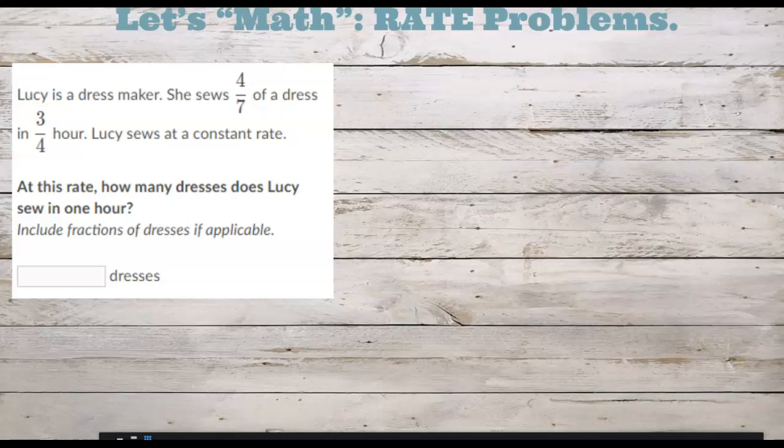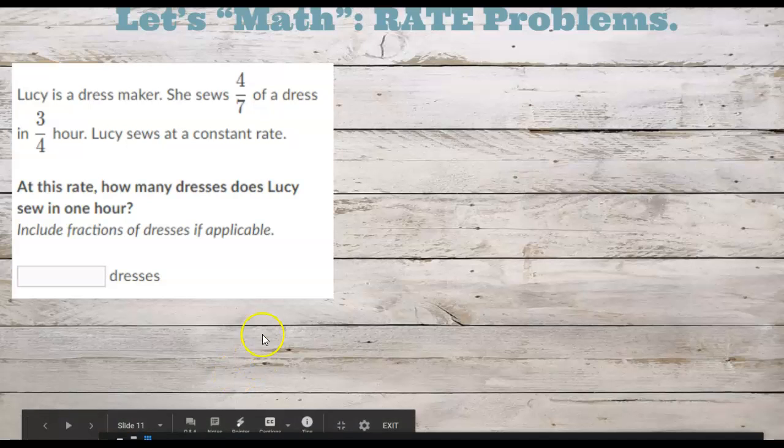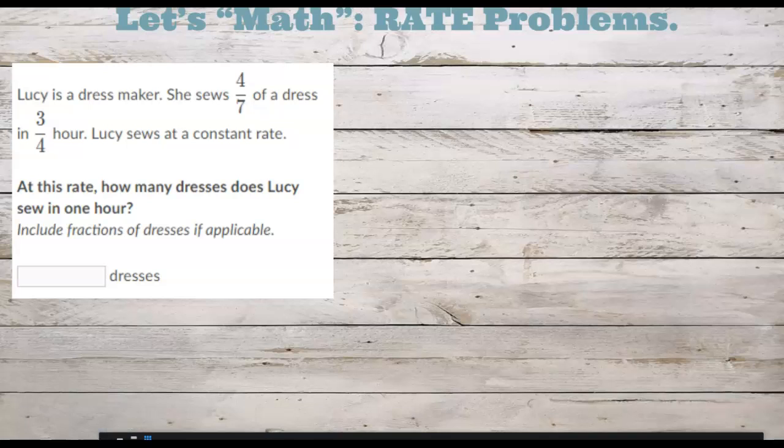Oh, I know. So you should be building a big fraction, a big comparison between two values to do dresses over top of hours. So dresses will be your numerator. Hours will be your denominator.